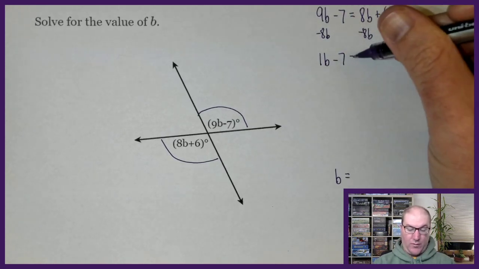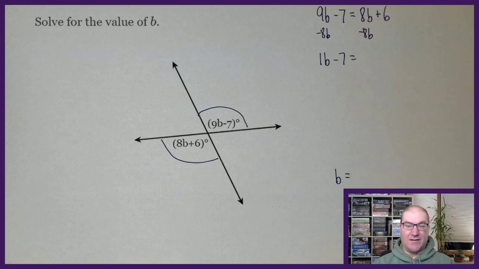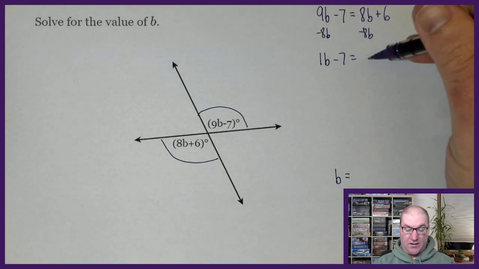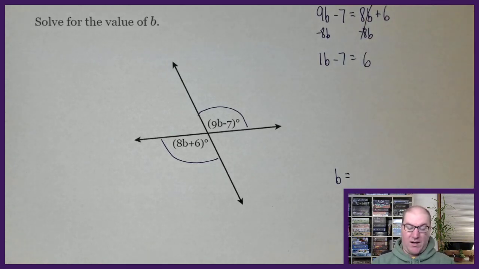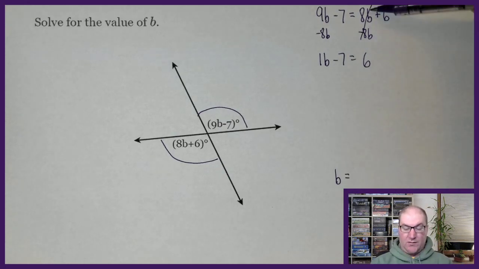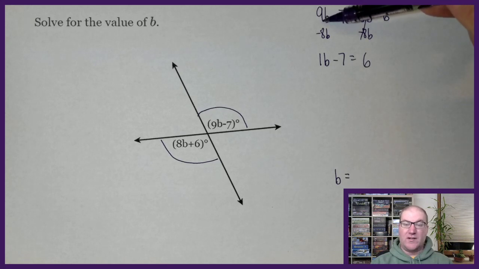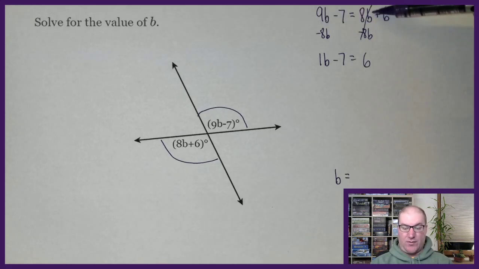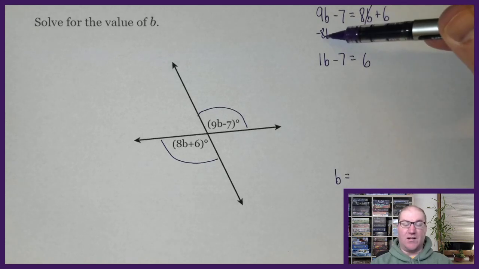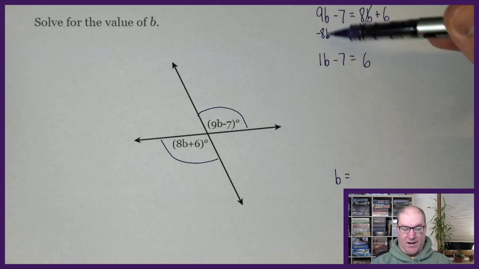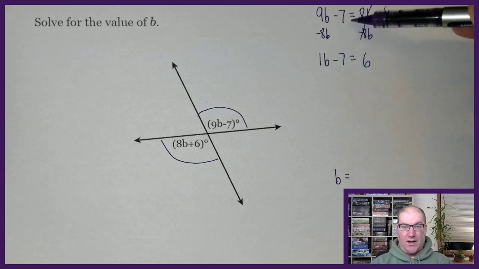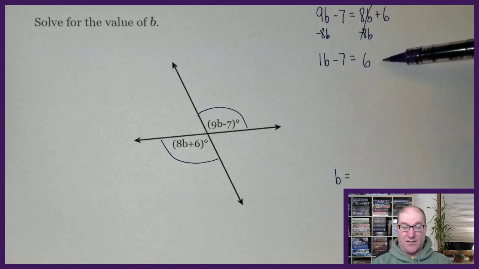If I were to do it the other way, I would still get the same answer in the end, but I would end up with a negative here. And I like to avoid negatives when possible. All right, so the first thing I did was I moved the 8b over to this side by using inverse operations. The opposite of having 8b over here is doing minus 8b to both sides. And 9b minus 8b is 1b. And the negative 7 and the positive 6 get brought down.